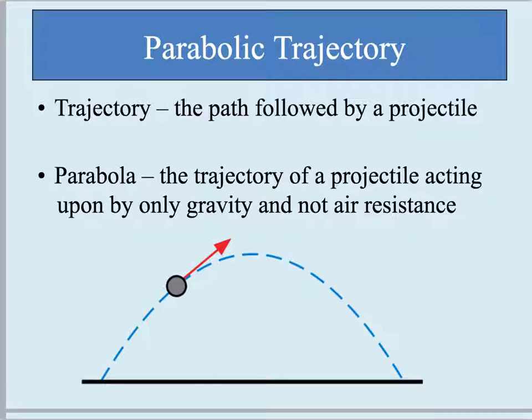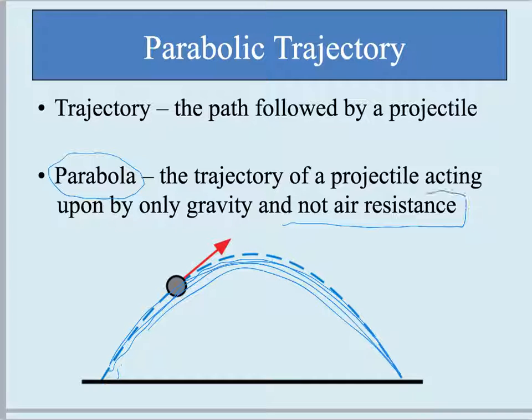So we say that a projectile follows a certain trajectory. Basically, it's its pathway through the air. And the shape that a projectile makes is called a parabola. So as an object is flying through the air, you're always going to see this consistent shape, and we call that shape a parabolic path. Remember, we ignore air resistance. We don't talk about air resistance when we talk about parabolic paths of projectiles.